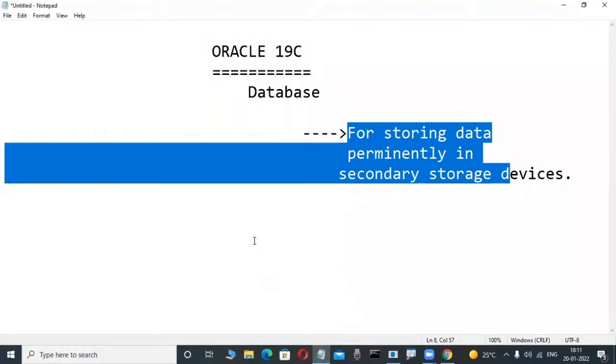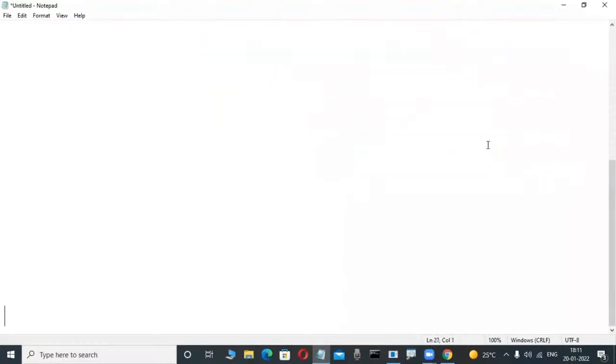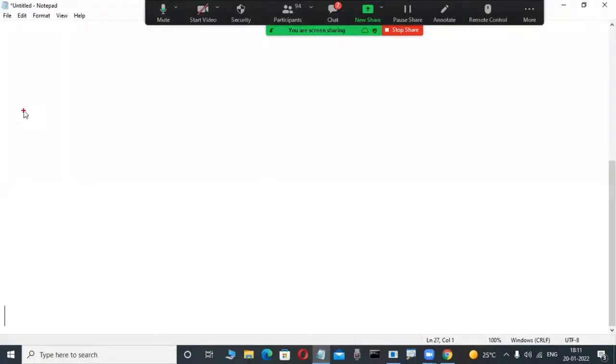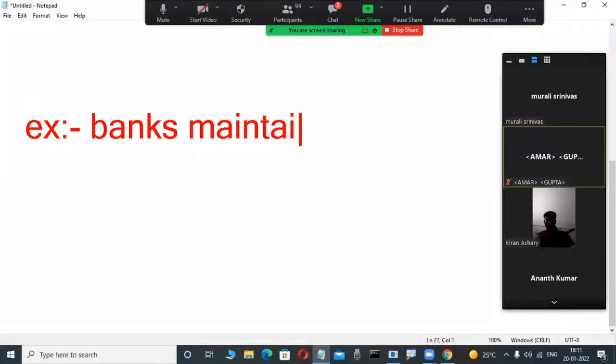Now check it out. Suppose, for example, you are a first-time newcomer, a non-technical person, so it is easily understandable. Every organization maintains a database. For example, observe it here. So many applications are there. One of the applications I'm taking: take a bank. Banks maintain databases. Observe it here. What is the purpose? They maintain a database for storing something.